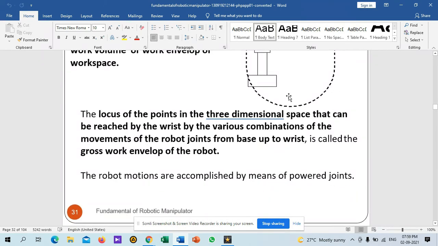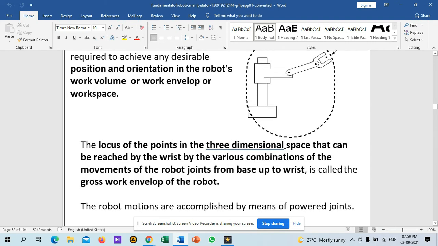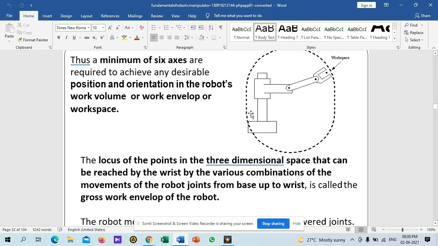So this is an ellipse-type shape. You would already have studied this in your engineering graphics. The locus line, the locus point, you already discussed the same. The locus of the points in three-dimensional space that can be reached by the wrist through the various combinations of movements of the robot joints from the base up to the wrist is called the gross work envelope of the robot, right? This is the workspace.